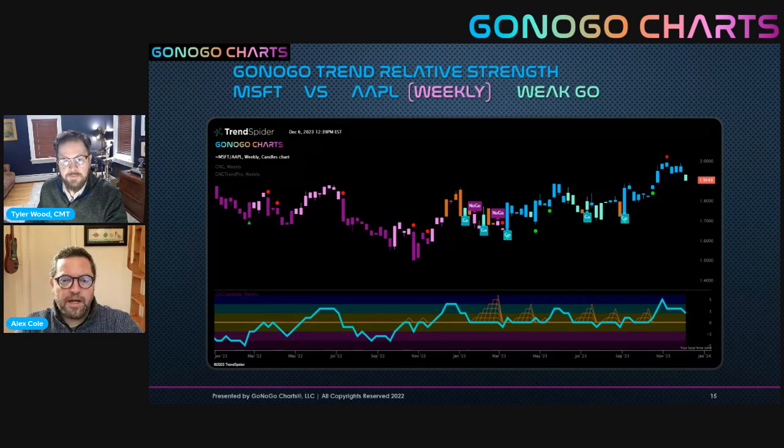But if you look back, look how the oscillator struggled to get away from that zero line for some time as price went sideways. And then, of course, when it did, we saw that pop in price. So we're seeing relative strength in Microsoft over Apple on a weekly basis.